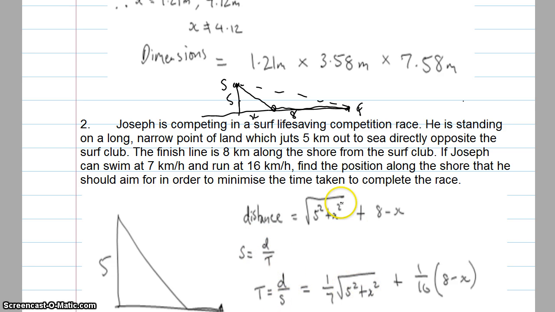So he swims this distance, the square root of 5 squared plus x squared, divided by the speed that he can go at in the water, which is 7 k's an hour, so 1/7 times that, plus he has to run 8 minus x kilometers, divided by the speed that he can run at, which is 16 k's an hour. So 8 minus x divided by 16, or 1/16 times 8 minus x. So this is my function, and this is the hardest bit. Once you get to this point, it's relatively straightforward from here. But this bit is the most tricky, finding that equation.